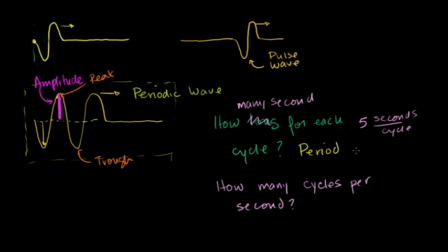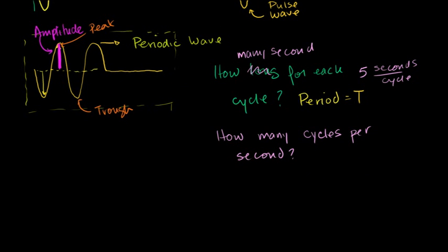So for period, the notation is normally a big capital T. This is frequency. Frequency is normally denoted by an F, and you're going to say cycles per second. So if you're going 5 seconds per cycle, that means you're doing 1/5 of a cycle per second. All I did is invert that right there. And that makes sense because the period and the frequency are inversions of each other.